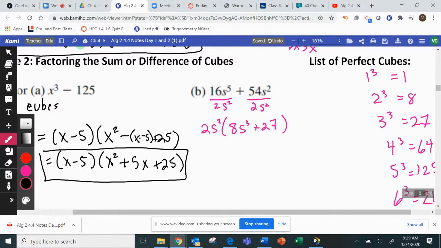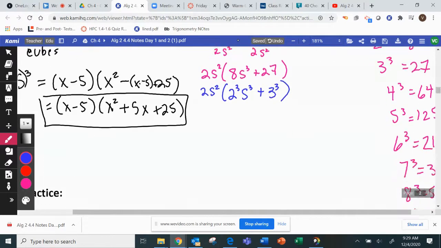Now, since these are perfect cubes, let's think about writing them as cubes. So this would be 2 to the third, s to the third, plus 3 to the third. When it looks like that, I can use my cubes formula. I bring down the GCF. That just stays out there the whole time. The next parenthesis is going to be 2s plus 3. I just got rid of those thirds.